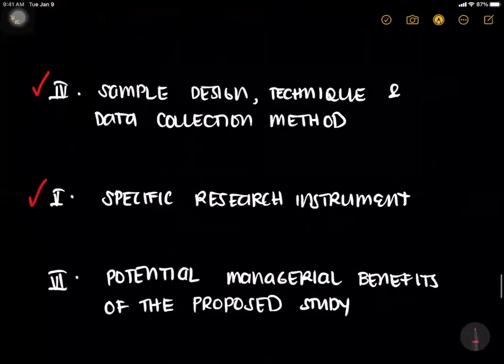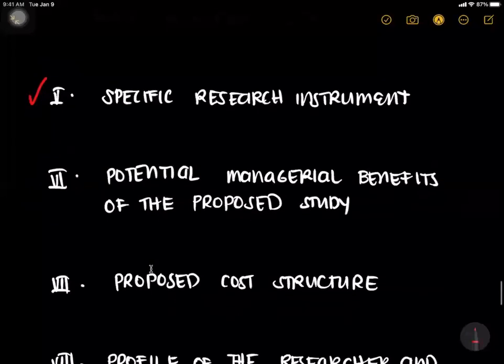Also, number five is your specific research instrument, the method used to collect the needed raw data, and discussion of the various types of scale and measurement requirements. So we have covered that a while ago. Your number six is your potential managerial benefits. We haven't covered this, so I would like to explain a little bit more on this one.